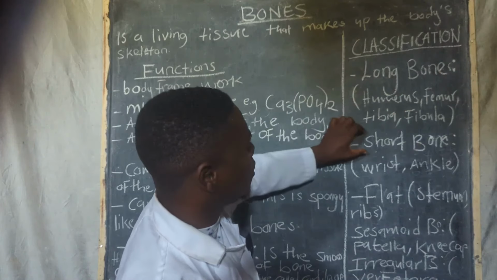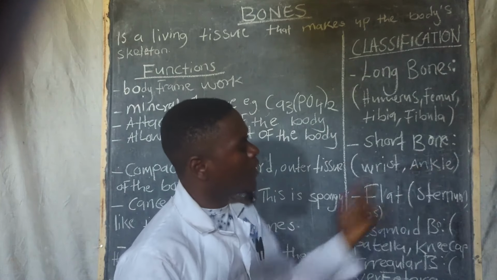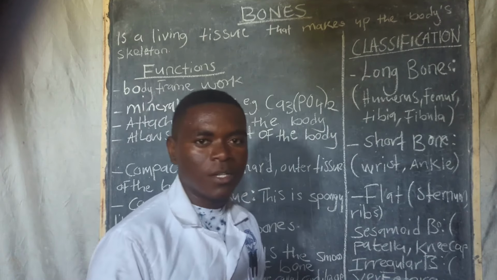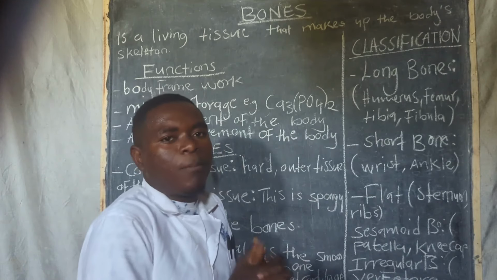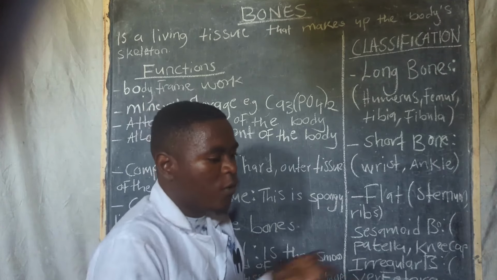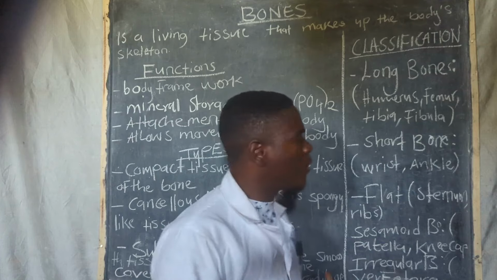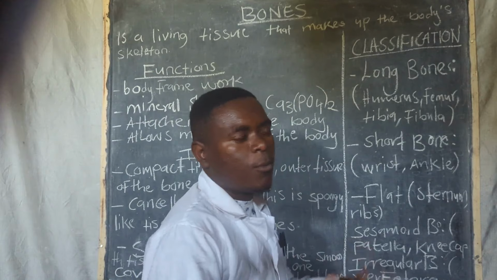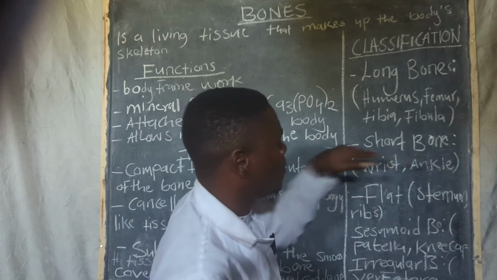Aside from that, we also have short bones. An example here is an ankle. You discover that they provide the body support, and they also facilitate movement. They provide the body's support and facilitate movement. This is what you need to know and understand. These are called short bones.